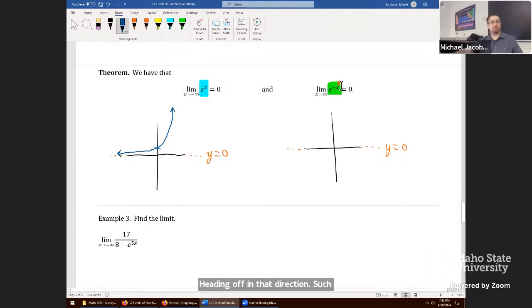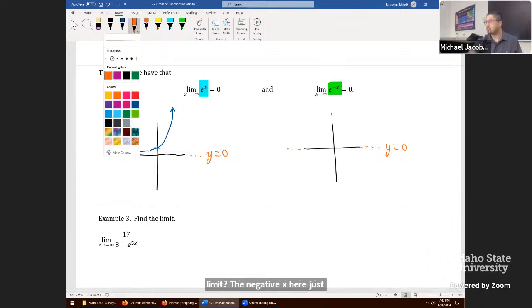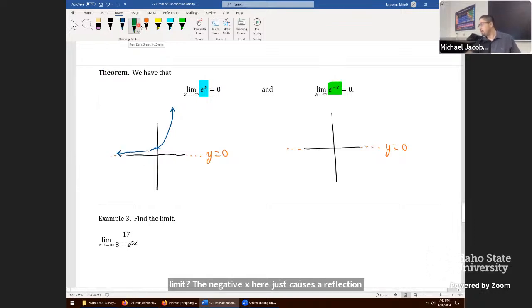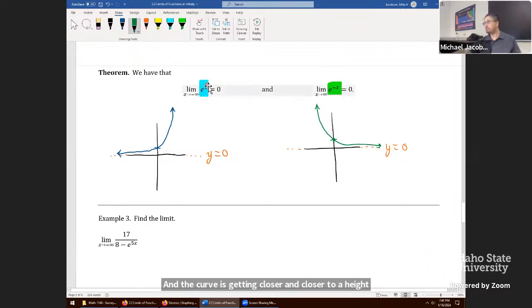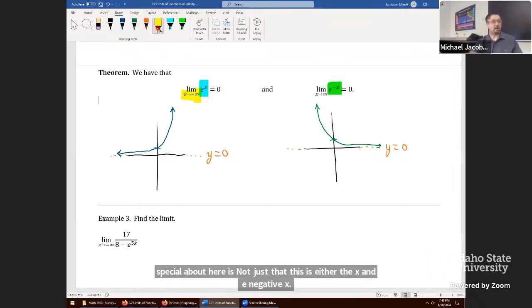And the negative x here just causes a reflection about the y-axis. This one plots in this way. We'll put in a 1 here, reflects across the y-axis, and this is the new graph. Because we're heading towards positive infinity, we do have a limit of 0, because now we're going in this direction, towards the right, and the curve is getting closer and closer to a height of 0 in that direction. So what was special about here is not just that this is e to the x and e to the negative x, it's just as important that you're heading towards positive infinity.